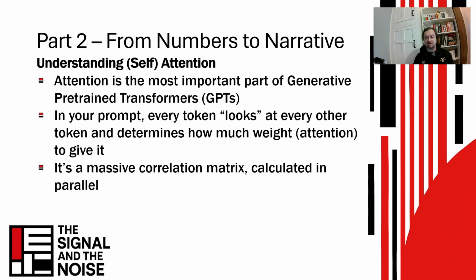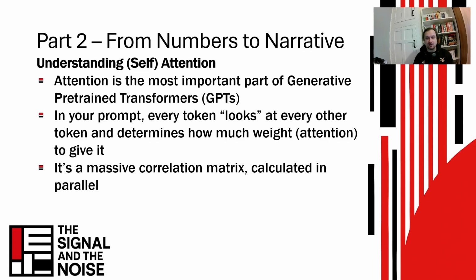So the next important thing after tokens that we have to understand if we want to understand large language models is the concept of attention. It's probably the most important part of generative pre-trained transformers, or GPTs. What this means in practice is that in your prompt, every token looks at every other token and determines how much weight or attention to give it. It's a massive correlation matrix calculated in parallel. This is why GPUs are so important in doing this.